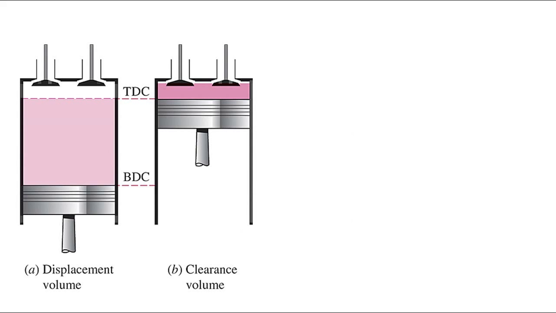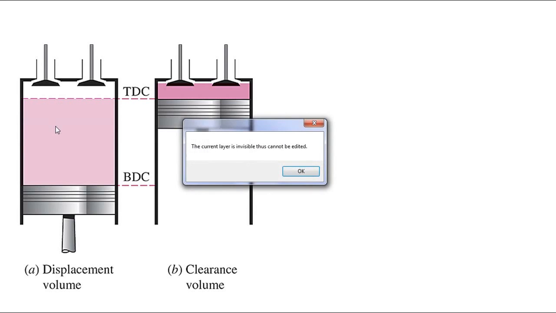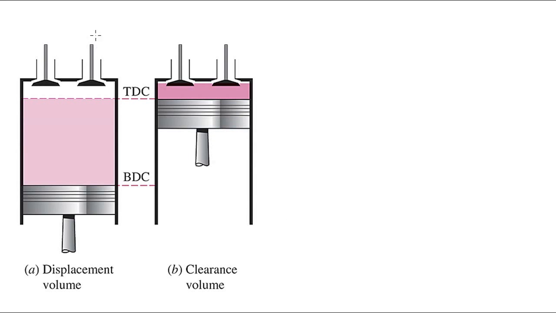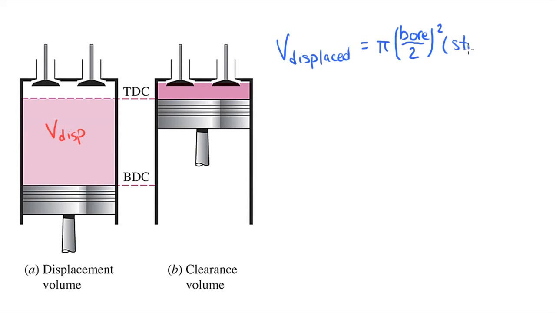Here we're showing the volumes inside the cylinder. So we have a couple of definitions here. The displacement volume is the volume that is displaced as the piston moves from BDC to the top dead center. The clearance volume is the volume left inside the cylinder when the piston's all the way up at TDC. We can calculate the displacement volume here from the bore and from the stroke.